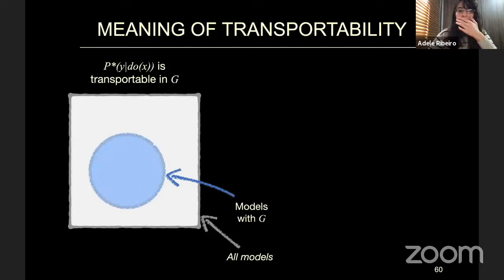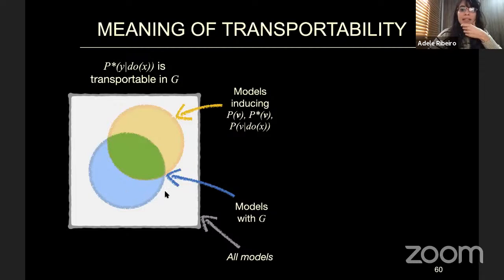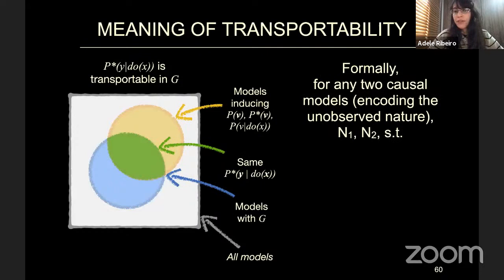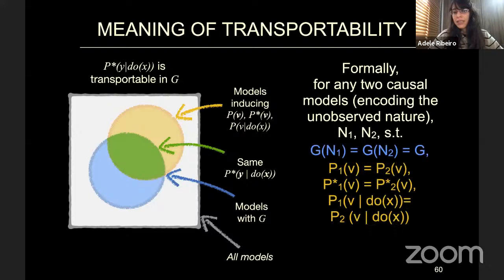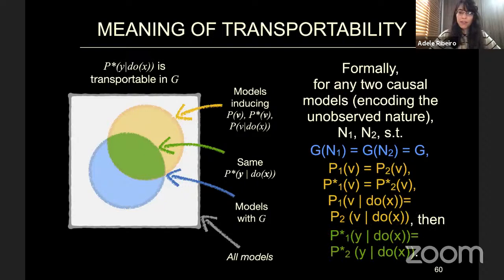The meaning is very similar to the one in causal inference. So we are talking here about the intersection between the models that are compatible with the causal diagram and the models that are compatible with all the data that we have available. In this case, all models in the intersection agree on the same interventional distribution. So regardless of what their true causal model is, we can infer the interventional distribution. Formally, we have two different models, and they agree with everything that we are giving as input. And as a result, they also have the same interventional distribution. So this is a positive case of transportability.